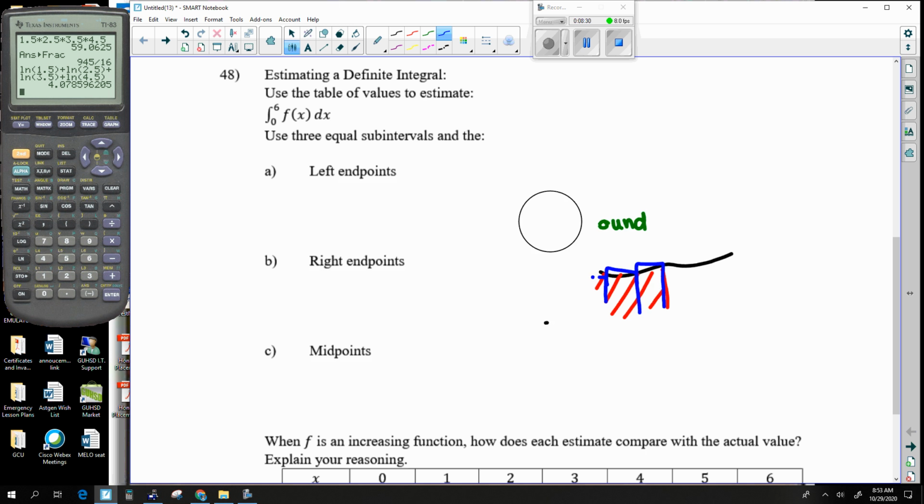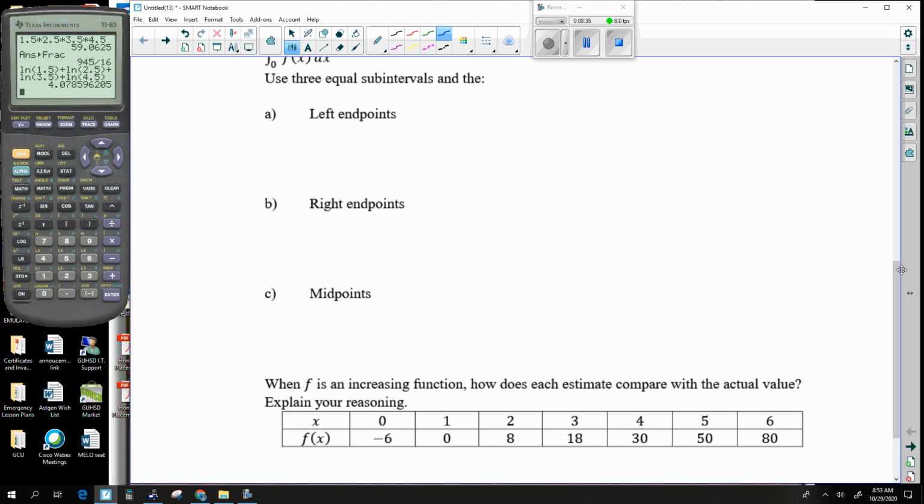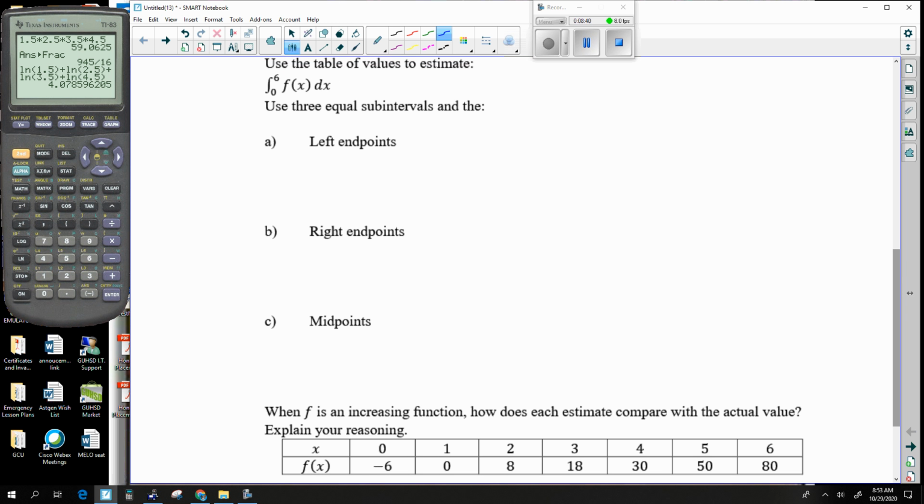Okay, so real quickly, we're using this table, and I don't know why they put the table at the end, but they do. So we're evaluating this integral from 0 to 6 with 3 subintervals. So if I'm going from 0 to 6, 3 subintervals would be at 2 and 4.